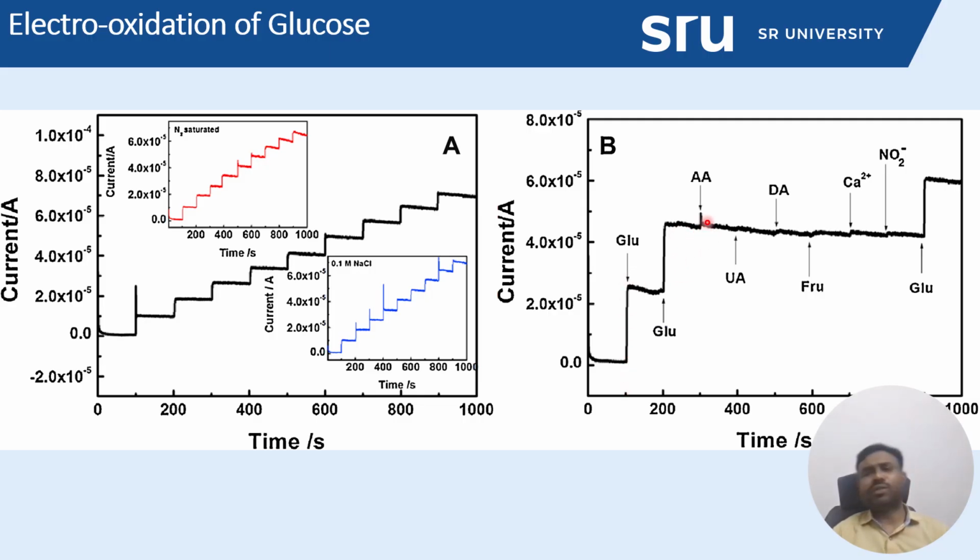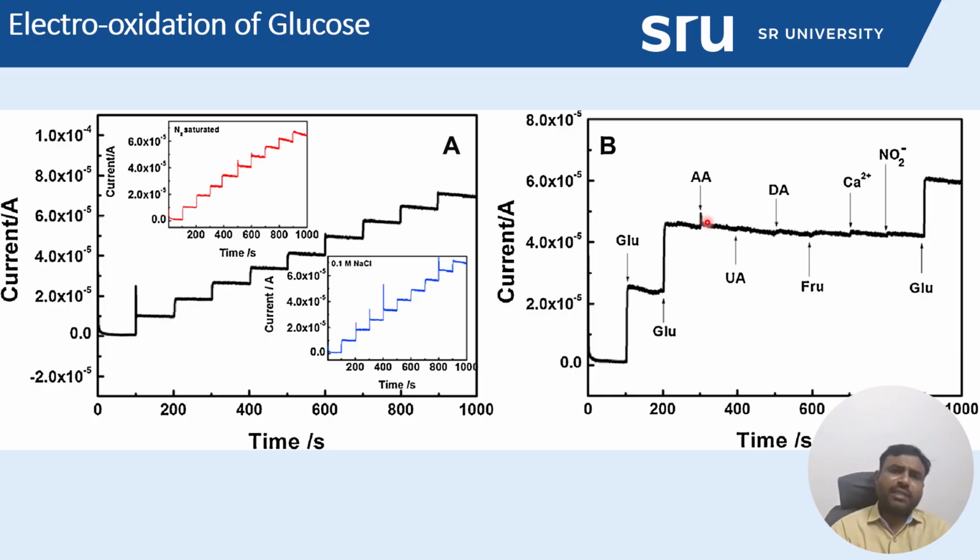Whereas instead of glucose, if we add the other analyte molecules, they do not react at our modified electrode, which means our electrode is highly sensitive towards the oxidation of glucose compared to other analyte molecules. So this is the selectivity study.